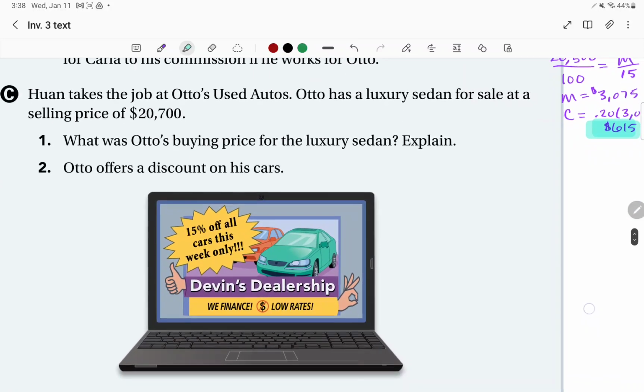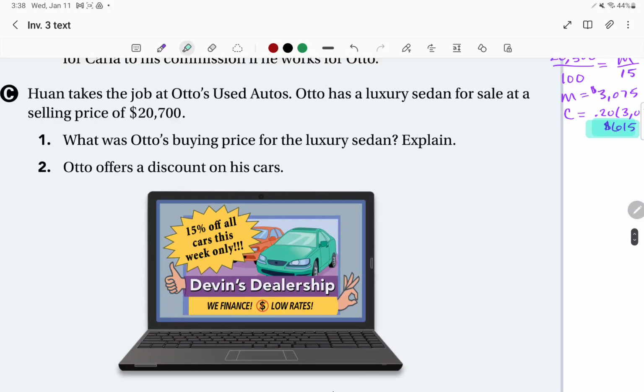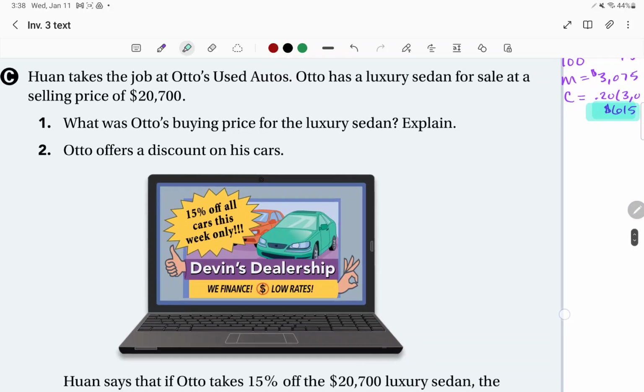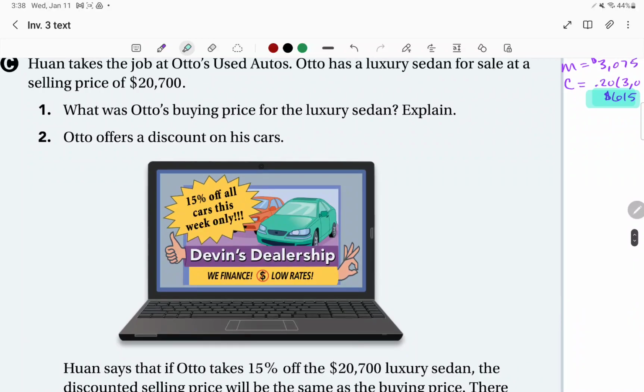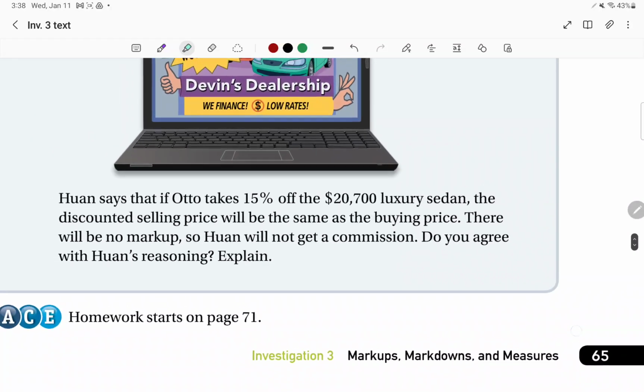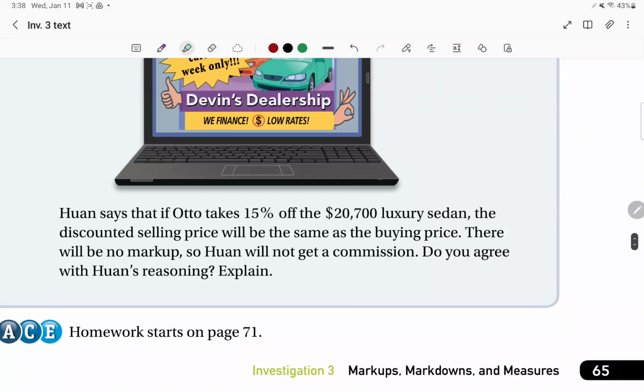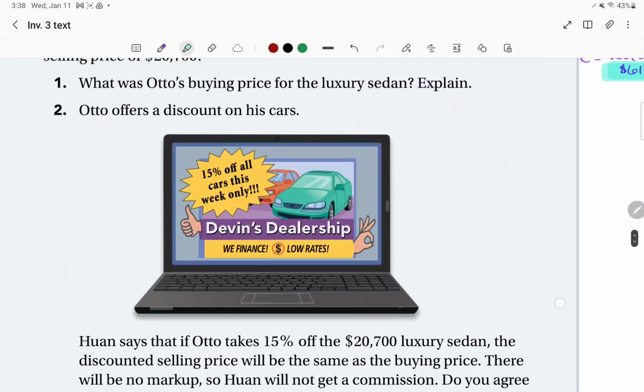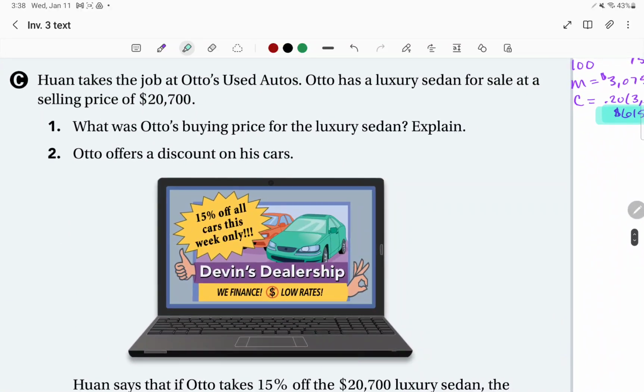And then C, Juan takes a job at Otto's because he's going to pay more. Otto has a luxury sedan selling price of $20,700. What was the buying price? So what did Otto pay for it? And then he offers a discount on his cars. Go ahead and answer that one. You can read through it yourself. I won't insult your intelligence. But go ahead and on C, answer 1 and 2, and then come back to the video to see how you did.